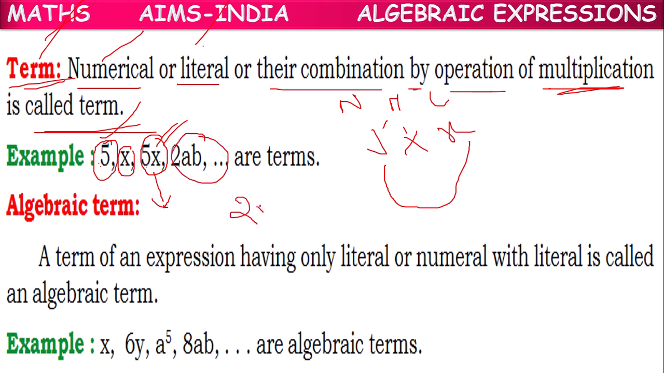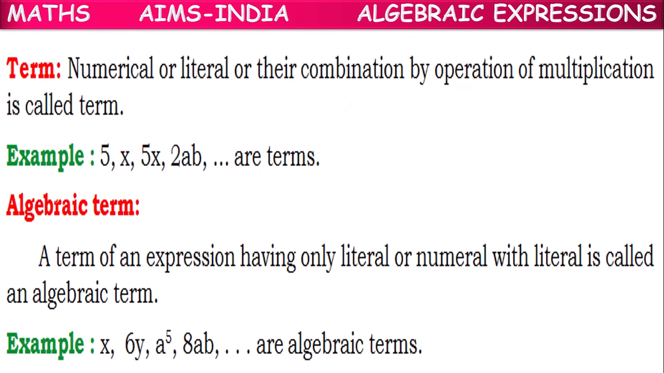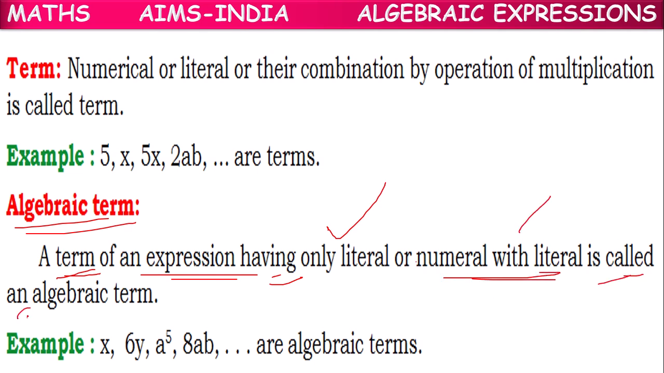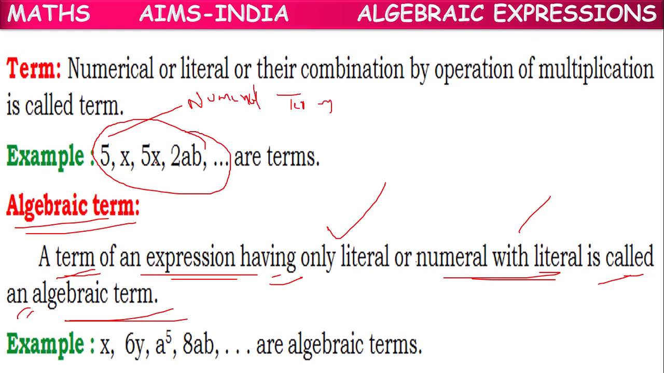2ab. Here also 2 is a numeral, a is a literal, b is a literal. They are combined by the multiplication symbol. They are called terms. Next, algebraic term. An algebraic term means a term of an expression having only a literal or a numeral with a literal. If you take these terms, in 5 we have only a numeral, so it is a numerical term because it has only a numerical value.